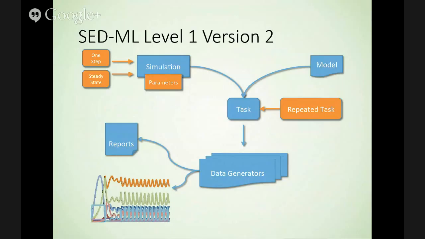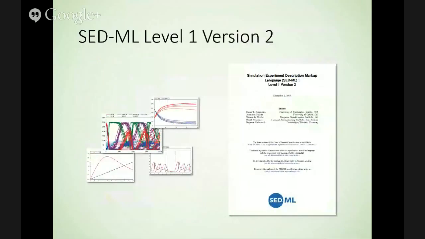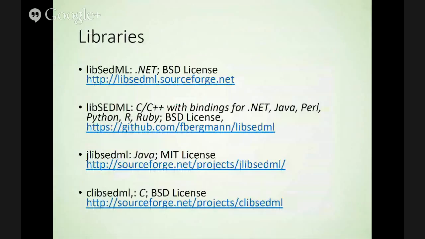So now you can start to do things like parameter scans, repeated stochastic models, maybe with random seeds, or run a simulation, do some intervention, things like that. So you can essentially build up arbitrarily complex simulation experiments based on underlying little building blocks. And that was SED-ML Level 1 Version 2, which came out at the end of 2013. So that's the current fixed version of the spec.